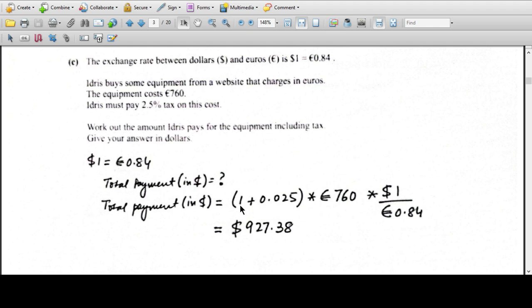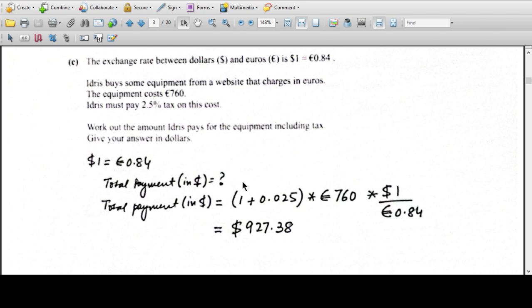This is principal 100%. So 2.5%, 100%. We divide by 100, so make it a unity. So this 760 is multiplied with this one. So this is the amount that he paid in euros for the cost of this equipment up till here.